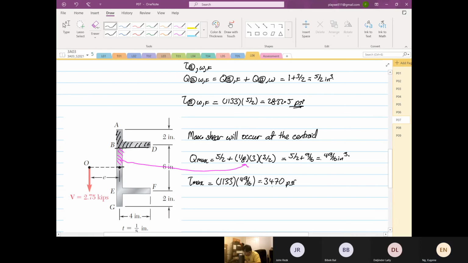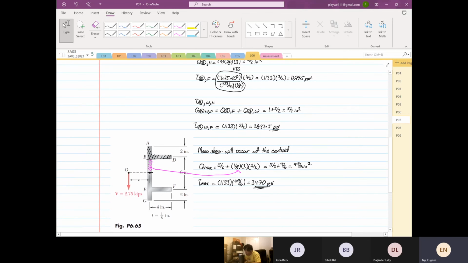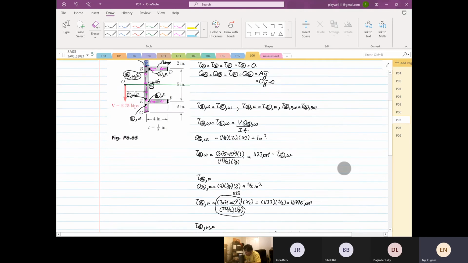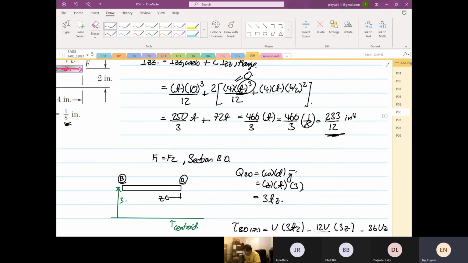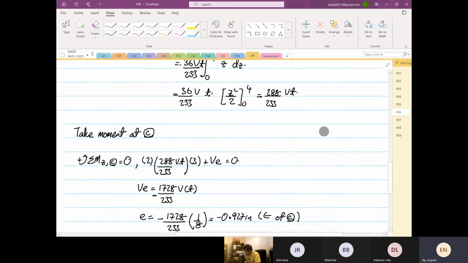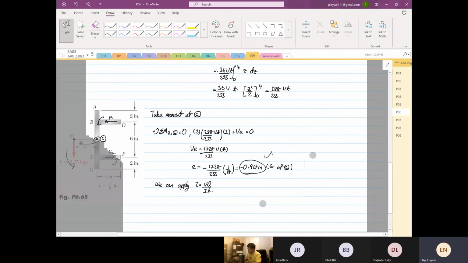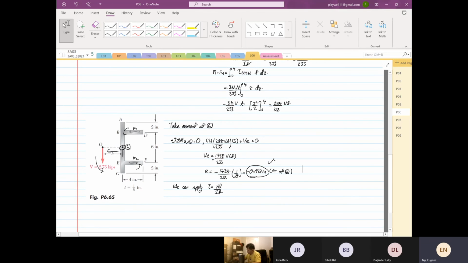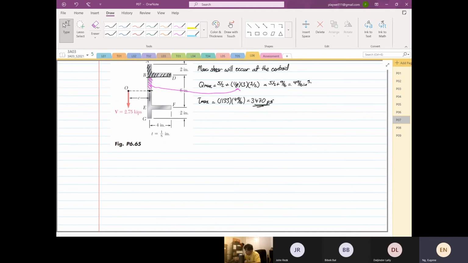psi. Okay. Now you can only apply this formula over here, which is VQ over IT, if and only if you know what this value is, your shear center. If you don't know your shear center, you cannot apply the formula. The analysis will be flawed. Okay. So in terms of shear stress, this is the end.